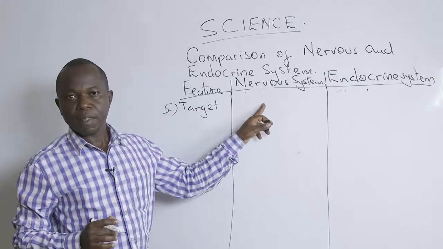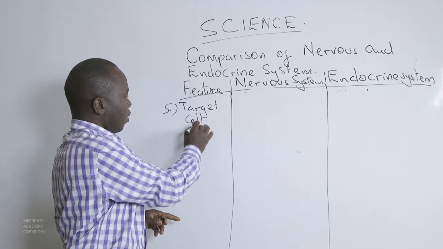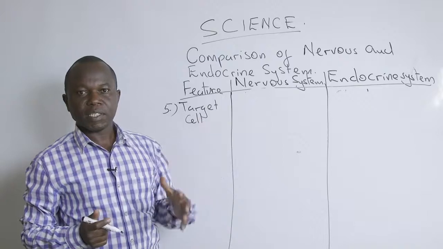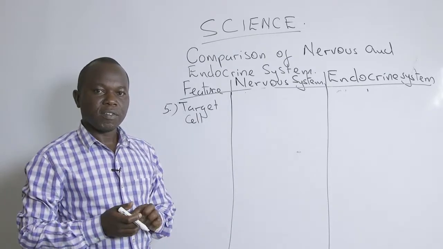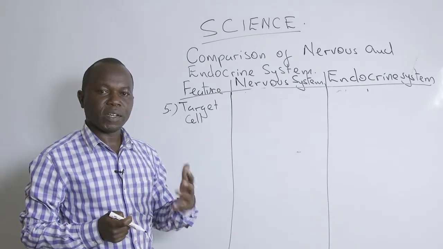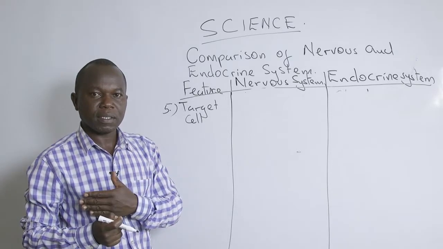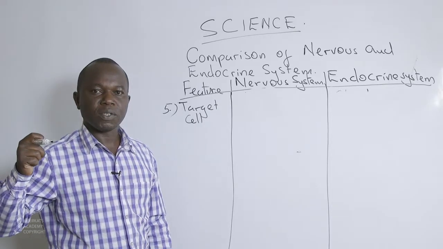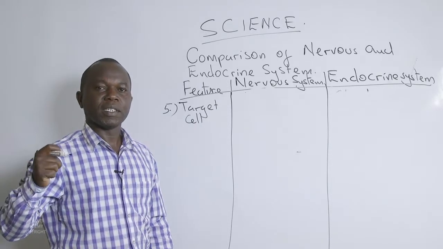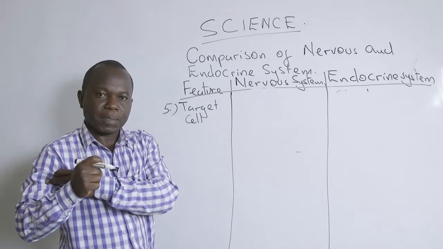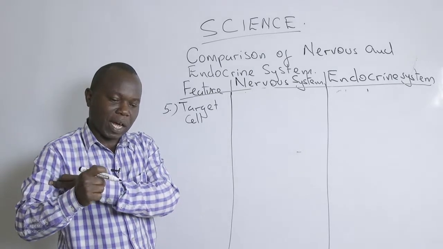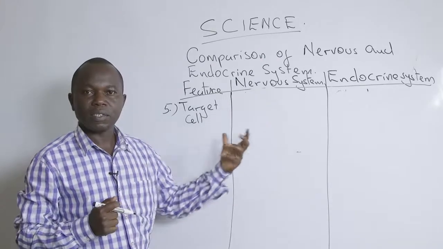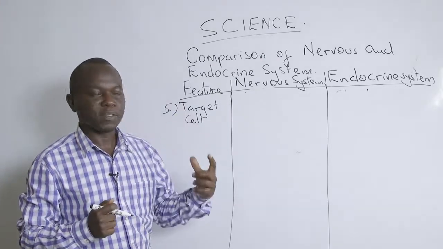Target cells, or the effectors. In the nervous system, the effectors are usually specific. For instance, if the effectors are muscles of the hand, it is just that hand that's going to pull out of that hot object. The specific target cell or receptor was the bicep of that hand, the one that was touching a hot object. So here the target cell is usually single and specific.